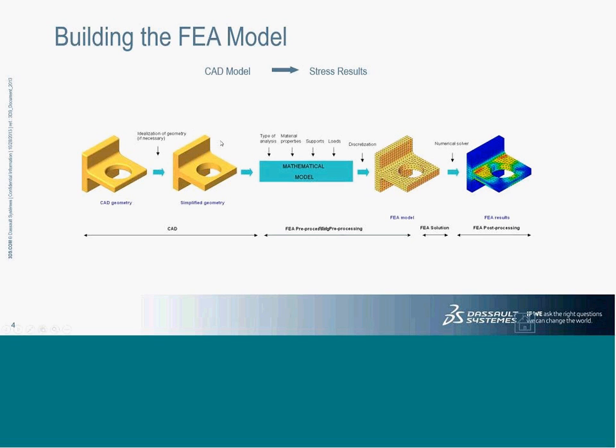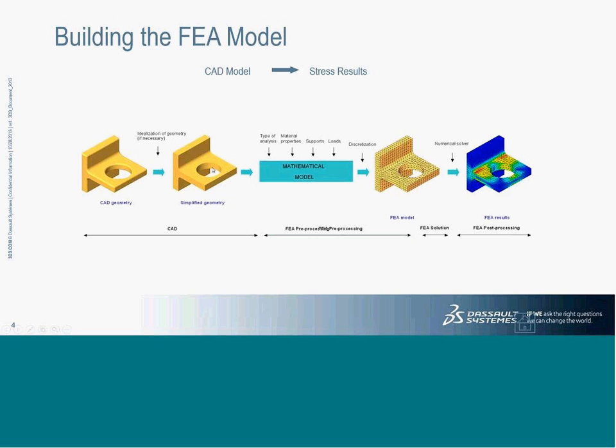Now, when you convert this particular CAD model or solid model into what is called a mathematical FEM model, which you see on the right side over here, we define the kind of analysis, model properties, which we'll see in more detail once more, supports, loads and discretization. Discretization is another big step in this process. In what is called meshing, we are dividing this complete geometry into small entities.